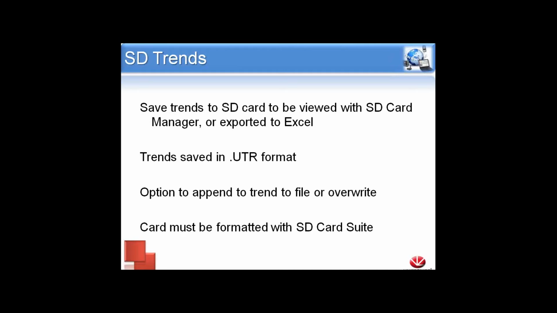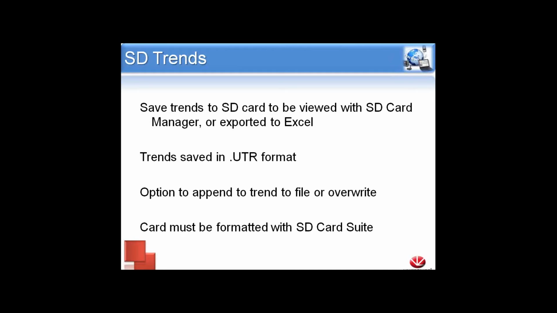If you do want to have the ability to pull up these trends after they've been created, or if you want to export them from the controller, we offer our SD trends. Using the SD card, we can save trends from the controller. We can open them with SD card manager, or we can export them to an Excel spreadsheet. These trends are saved in what's called UTR format. But like I said, using our software, we can also convert that to an Excel.